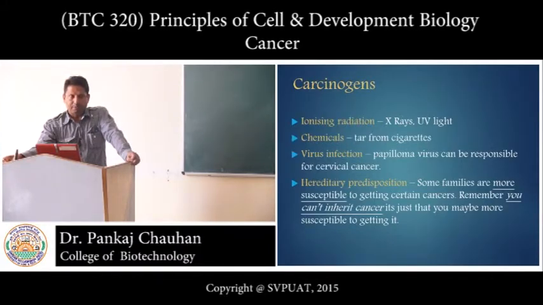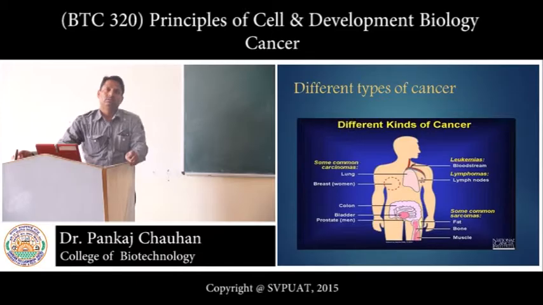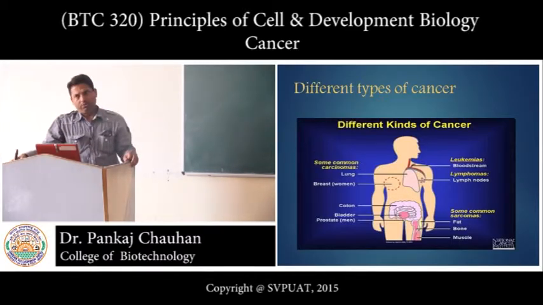And if you see, hereditary predisposition is also a major cause of cancer. If you say some common cancers, like bloodstream lymphomas, some of the common carcinomas, fat, bone, muscles, colon, bladder, prostate, and you see brain cancer, liver cancer, breast cancer, teeth cancer, eye cancer, mouth cancer, tissue cancer, and besides that a lot of cancers occur in the body cells. Also you can see there are a lot of instances in plant cells that are responsible for the cause of cancer.